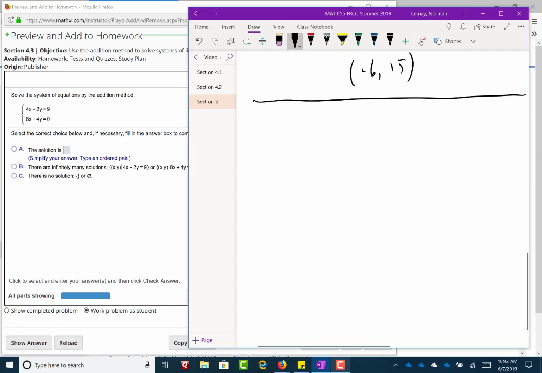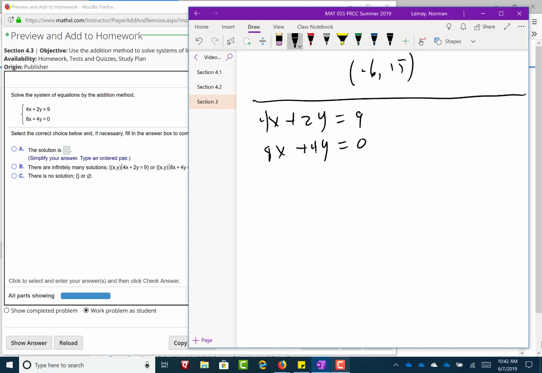Okay, let's take a look at this one. So we have 4x plus 2y equals 9, and 8x plus 4y equals 0. Okay, so here, no tricks here. We're just going to have to plug and chug and run and go.